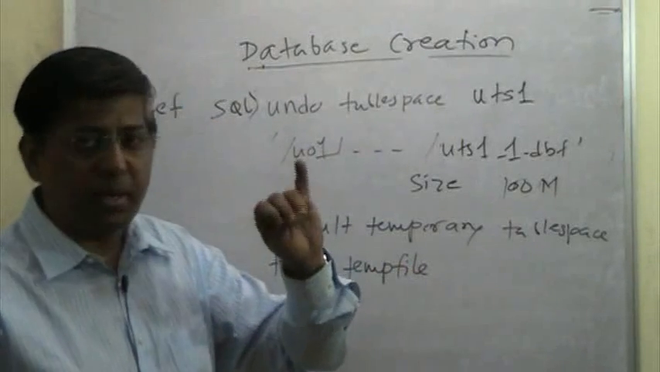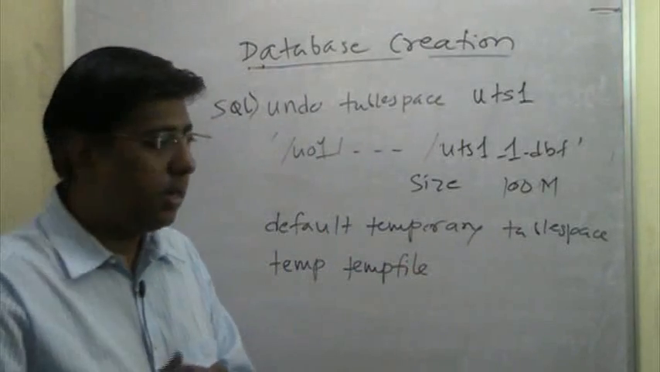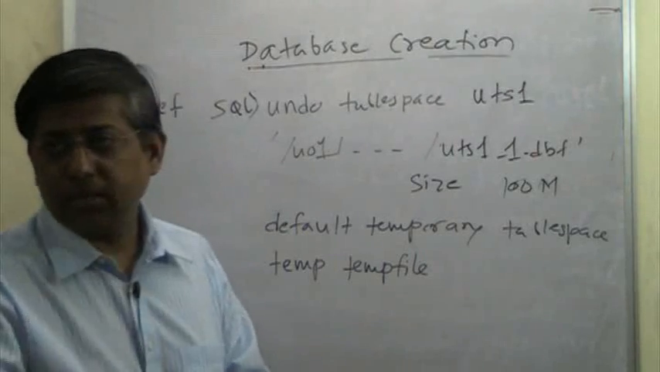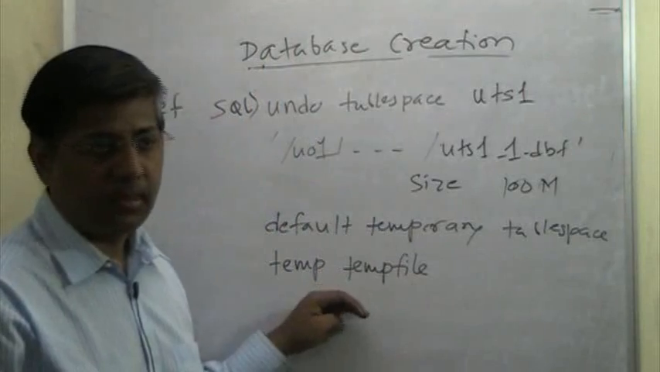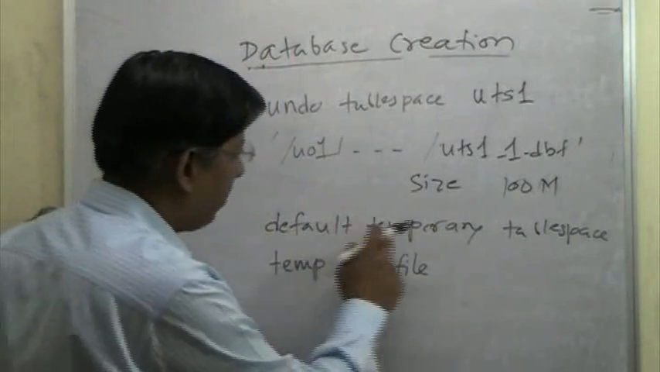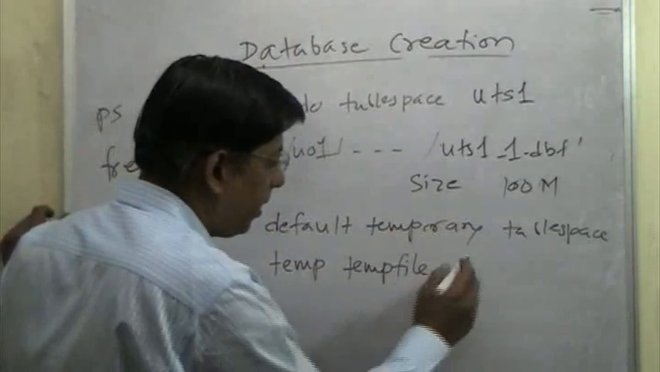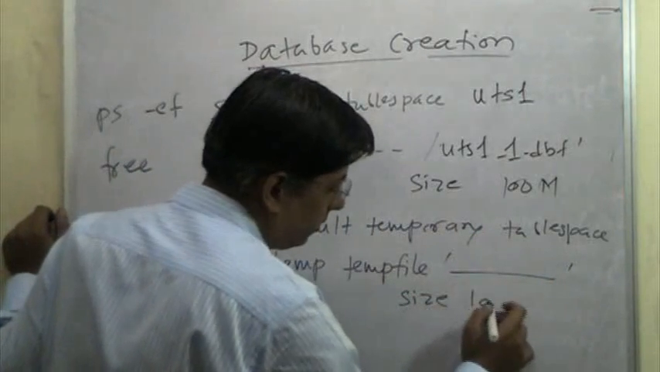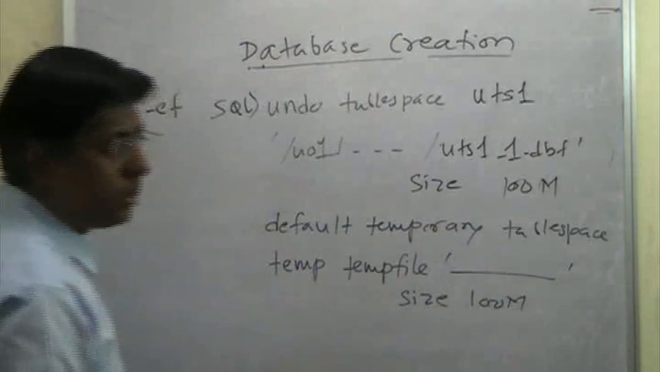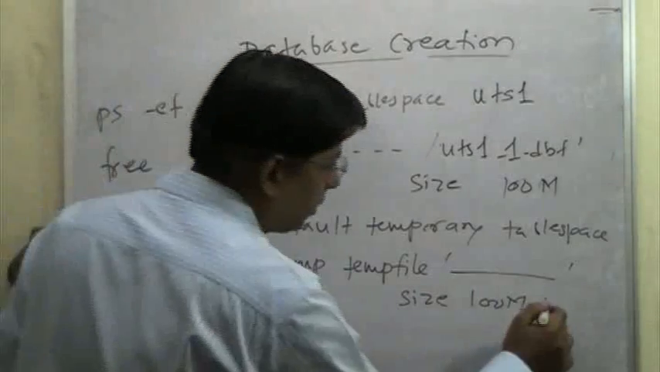So undo tablespace can be created as a second step, and temp tablespace can be created as a third step, but I'm giving it the whole thing in one go here. So you can do it that way also. So default temporary tablespace temp, tempfile, and then the name of the temp file, and then the size. Once this is done, you are going to just hit semicolon.